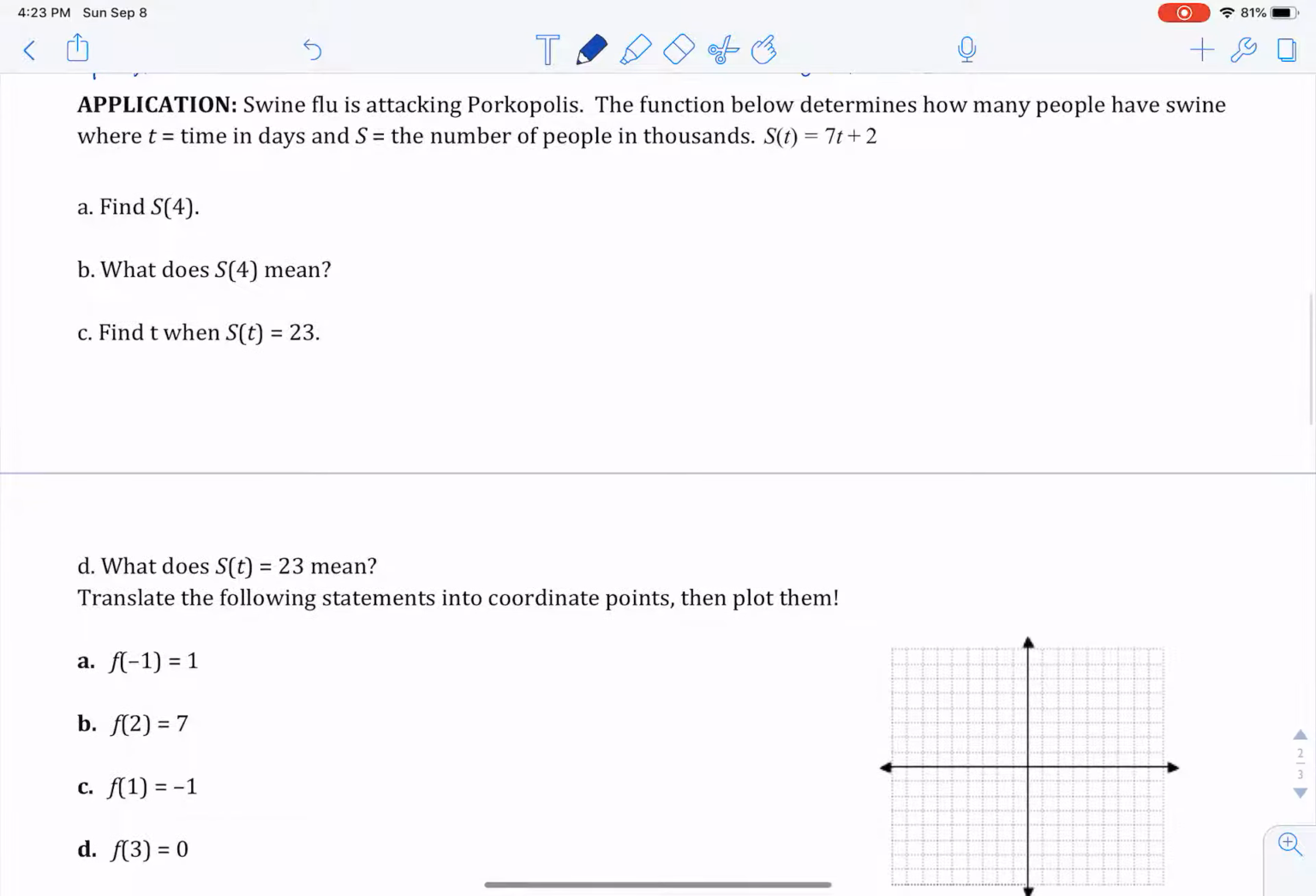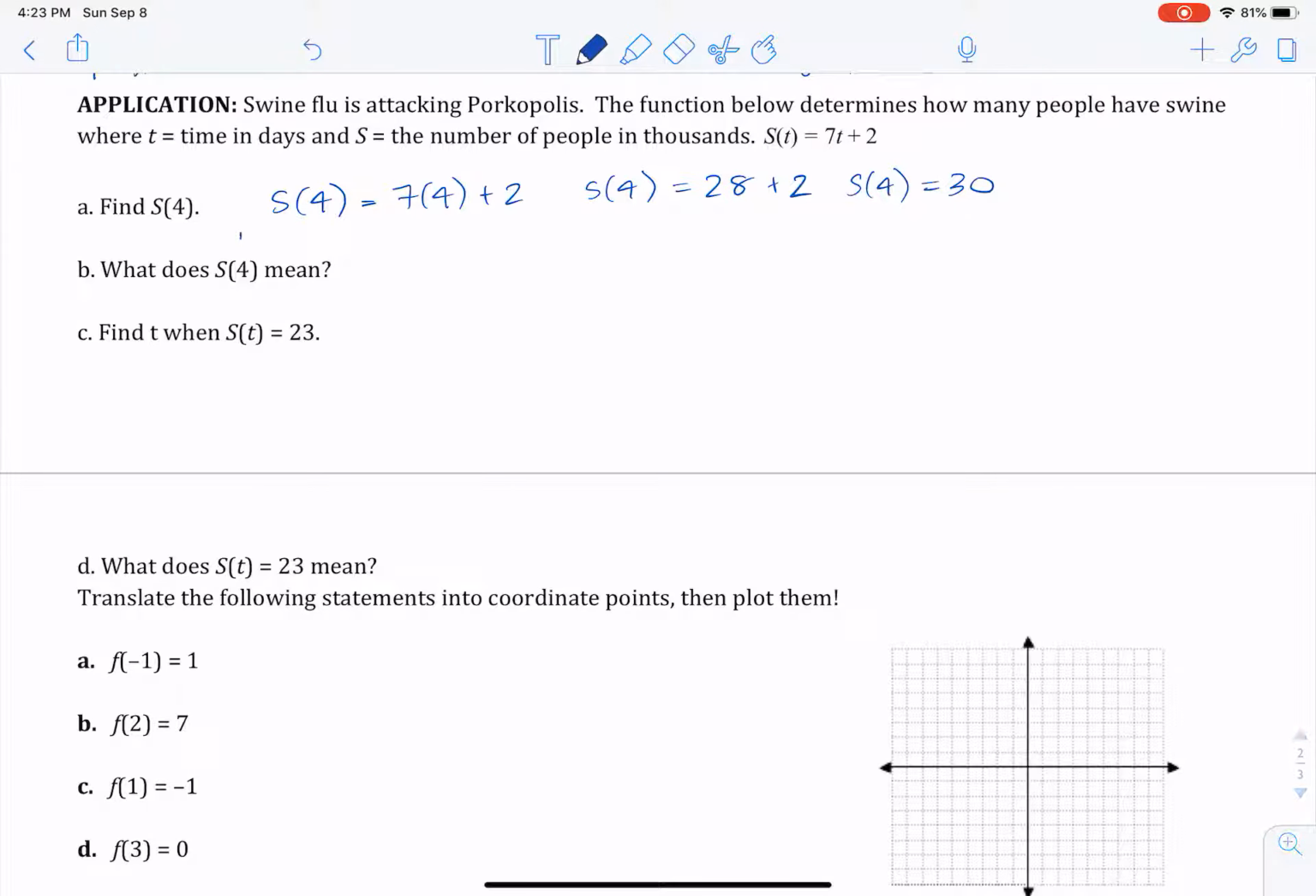So find s of 4. So s of 4 will give me 7 times 4 plus 2. So s of 4 is 28 plus 2. So s of 4 will be 30. What does s of 4 mean?